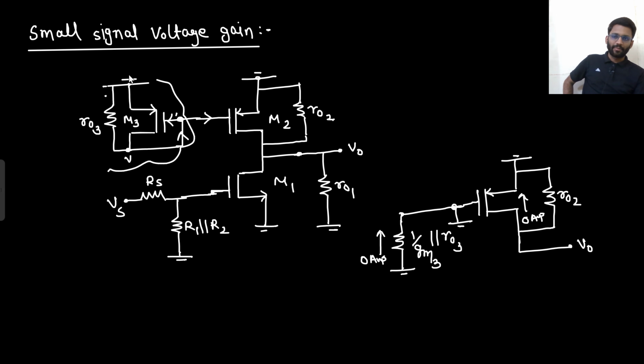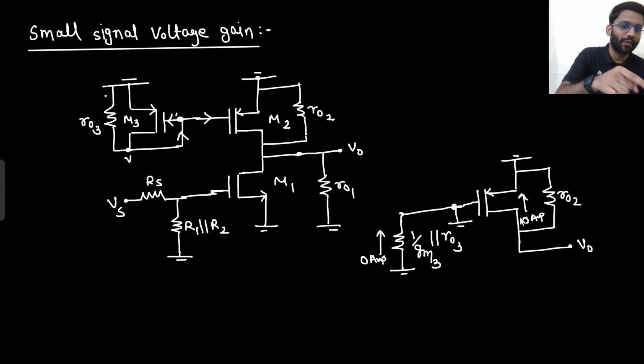This configuration was replaced with resistance 1 by GM3 parallel with R03. Then I got to know that this became grounded because there was 0 ampere current here, so this node would become grounded. If this is grounded, that means VSG is gone. If VSG is gone, that means MOS is having 0 ampere current. So from V0 to ground I see only R02. Say yes or no. From V0 to ground I see R02, from V0 to ground I see here R01. Right?